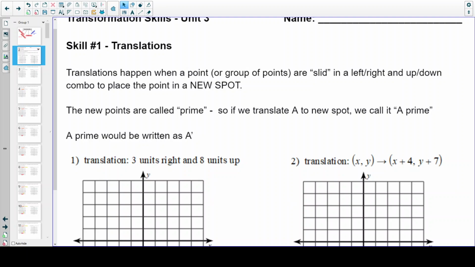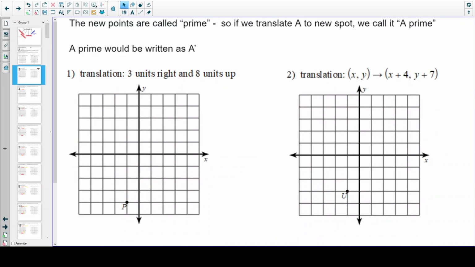So what does that look like when we take a look at number 1 down here, and we need to translate point P 3 units to the right and 8 units up? Well, again, we're going to slide it left or right, up and down, and it tells us to go 3 units to the right. So if you start with where that point is originally and then start counting blocks, we go to the right 1 block, and you can see how it slides the original point over 1 spot, but we've got to go 3.